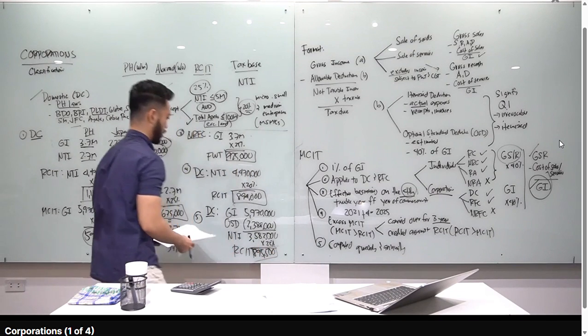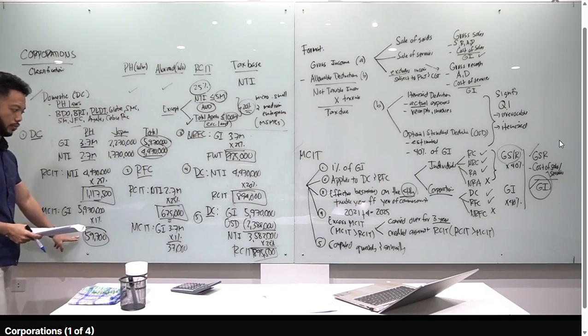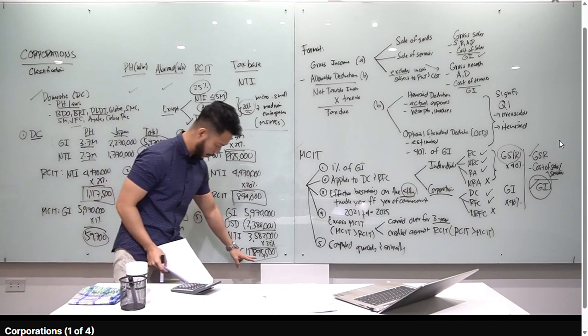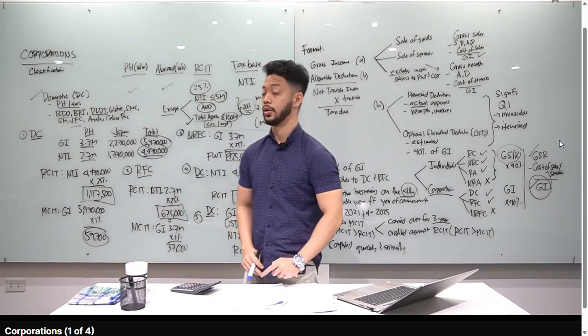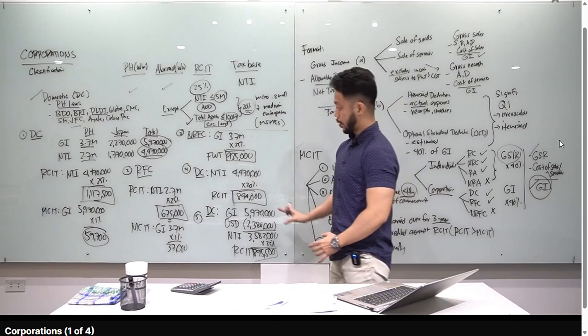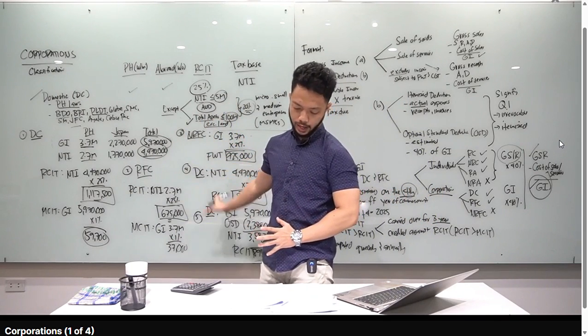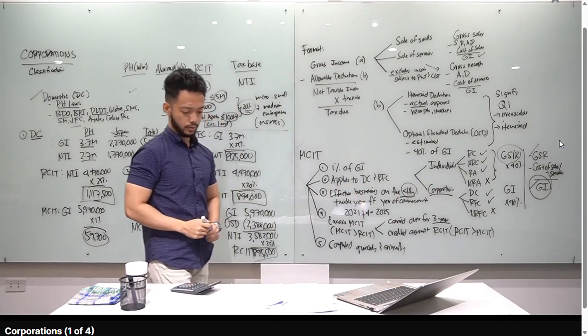Yung M-SIT natin dyan, obviously, same pa rin, which is 59,700. Final answer, R-SIT, 895,500. Okay. Yan. So, I think yung problem number 4, ma-cover na natin lahat ng scenarios for corporations. Alright.